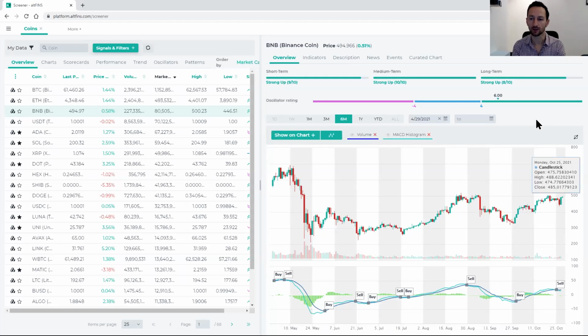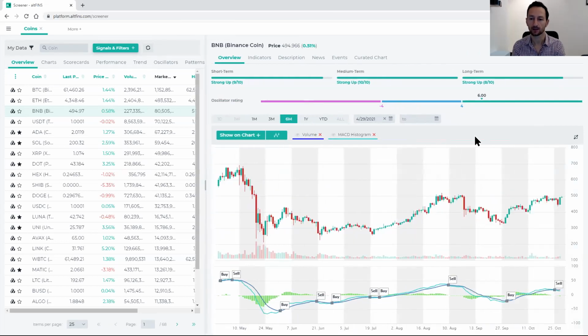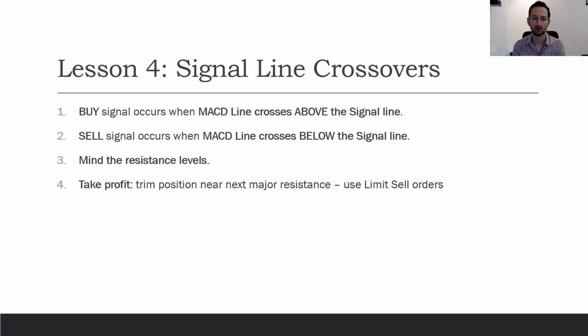And that's really all we need for now. It's the price chart and the MACD chart. Nice and clean, no noise. Now, that alone, so let's review the signals.